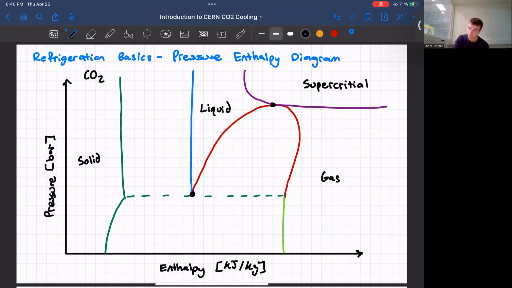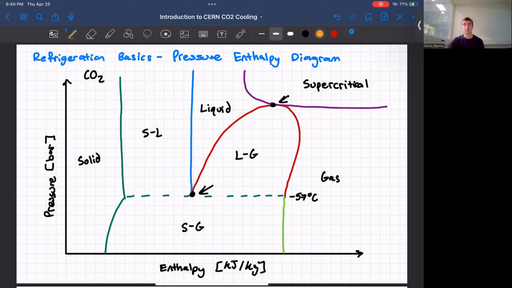With this point being the critical point, and this point being the triple point, where the solid, liquid, and gas phases coexist. This triple point is at -57 degrees Celsius. These regions which have length are known as two-phase regions. So for example, in this region here is where boiling occurs. Here we have solid-gas, and here we have solid-liquid.